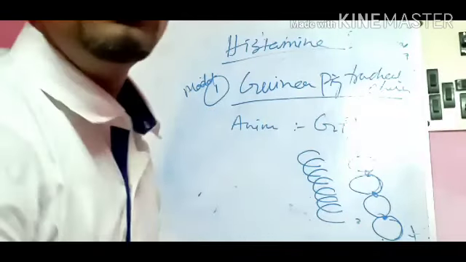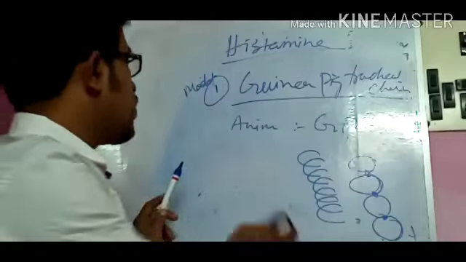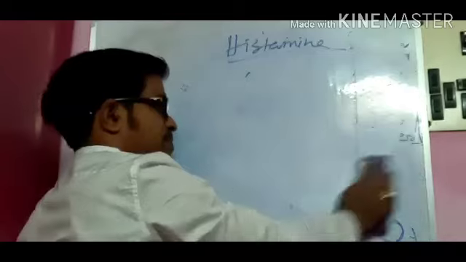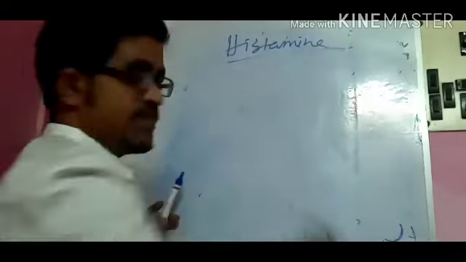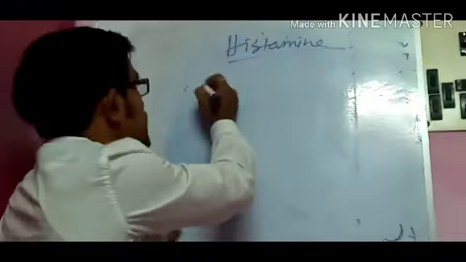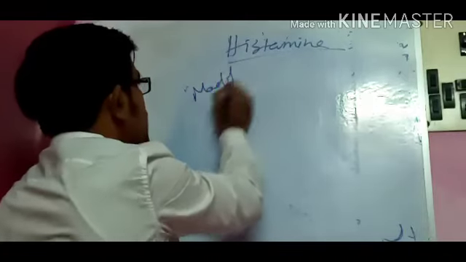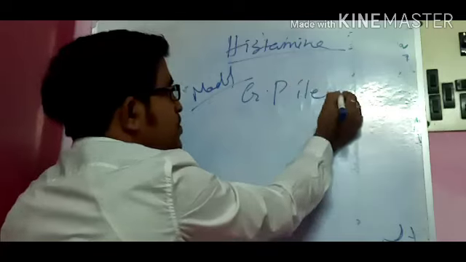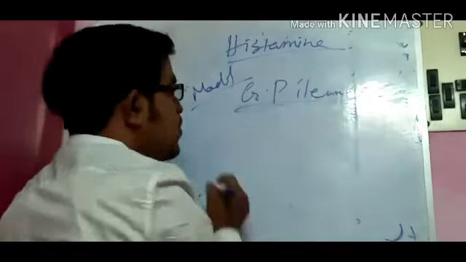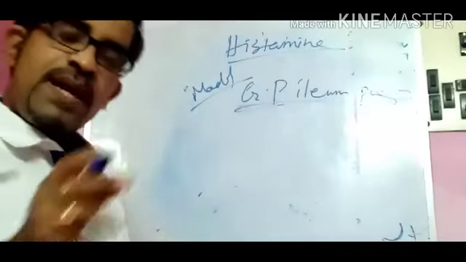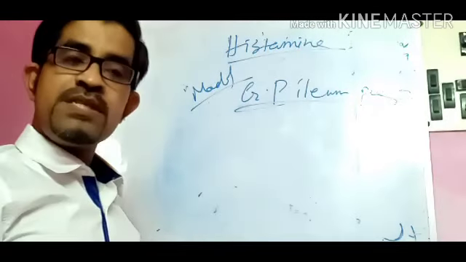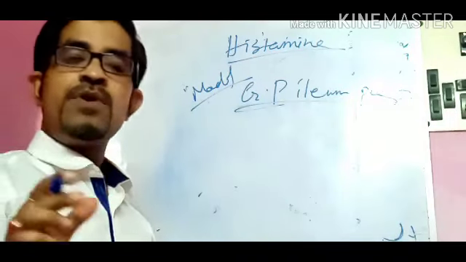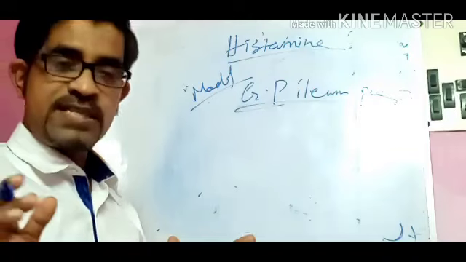Model number 2 we can take is the guinea pig ileum preparation. The principle is the same here. I told you, histamine is an autocoid. It is responsible for our allergic or inflammatory reactions.